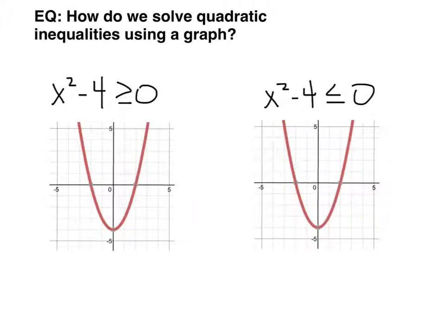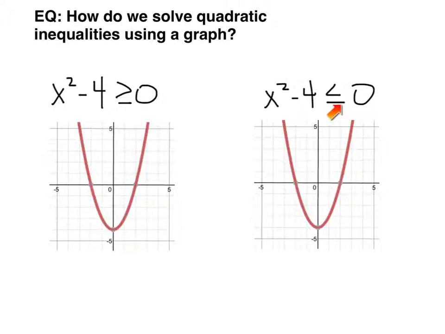All right. So we're going to look at how we solve quadratic inequalities. How do we solve quadratic inequalities using just a graph? Well, here I have x squared minus 4 graphed on two different graphs. But we're going to look at the difference in the solutions between x squared minus 4 is greater than or equal to 0 versus less than or equal to 0.